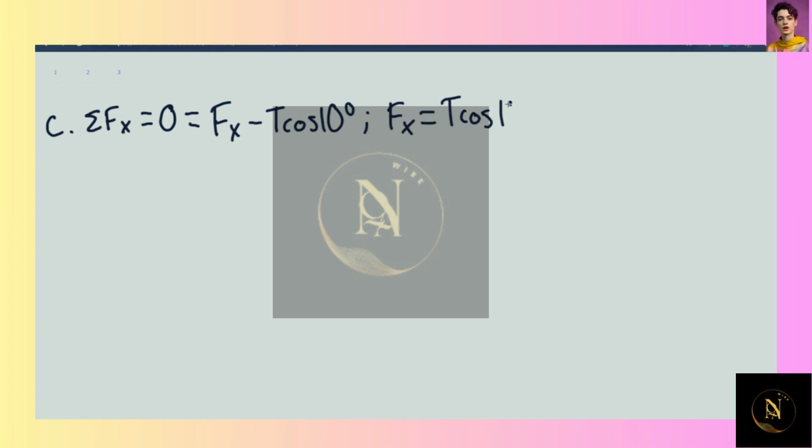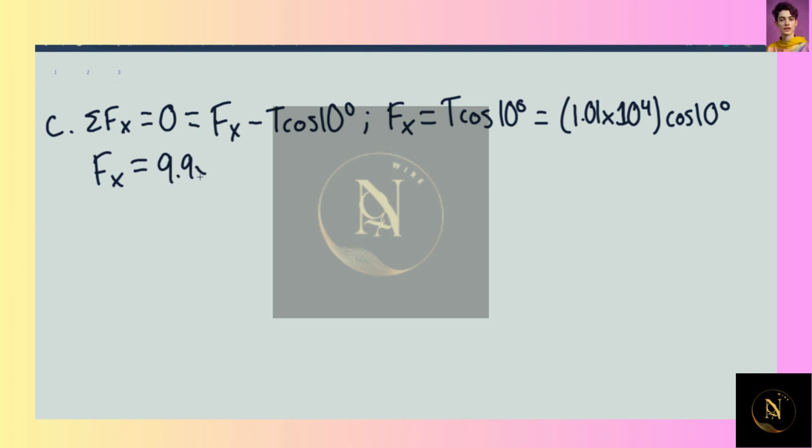For part C, we can say that the sum of forces in the x direction equals 0. Not only does this system have rotational equilibrium, it also has translational equilibrium in the x and y directions. So this is going to be equal to F sub x minus T cosine of 10 degrees. So we can say that F of x will be equal to T cosine of 10 degrees. And this is equaling 1.01 times 10 to the 4th times cosine of 10 degrees. We find F of x to be equal to 9.9 times 10 to the 3rd newtons.